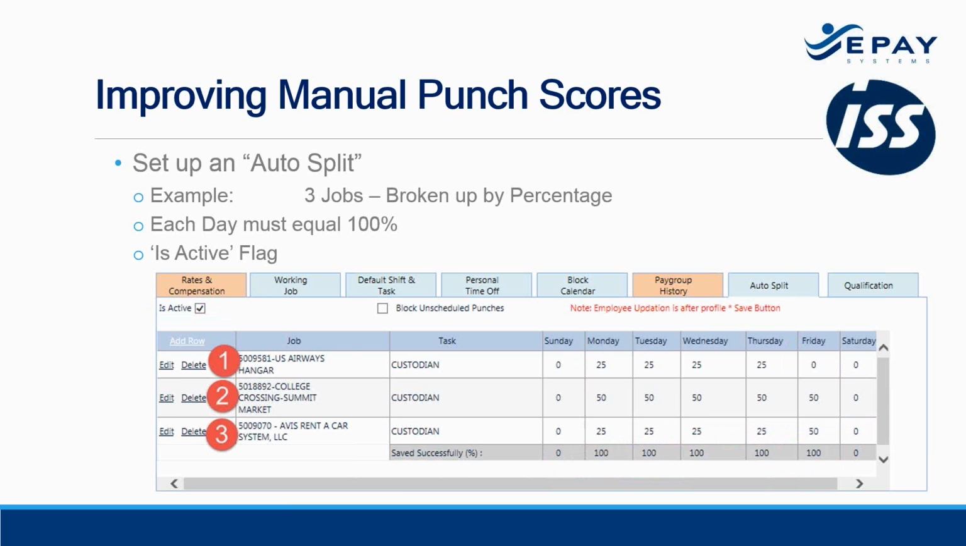The only catch here, as I said, is the employee has to punch in and punch out, and they have to punch into one of these jobs listed on the auto split. If they do not punch into one of the jobs listed on the auto split for that particular day, the system will ignore that auto split, and all bets will be off. The employee's time would go wherever they punch in and out of during that day.